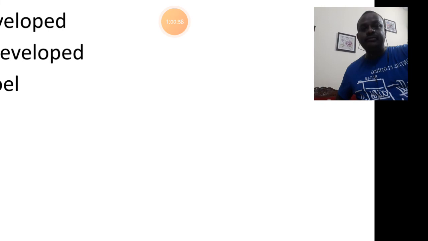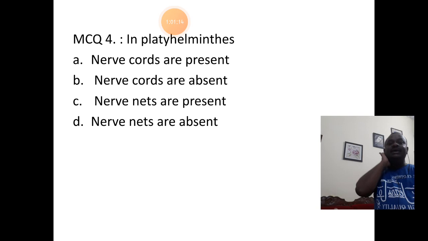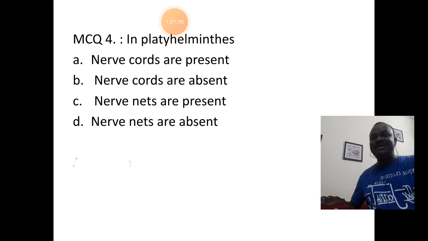Question 3. Which is a free living freshwater flatworm? Planaria. Good. A. In Platyhelminthes, nerve cords are present, nerve cords are absent, nerve nets are present, nerve nets are absent. Which is the right answer? Nerve cords are present. A.